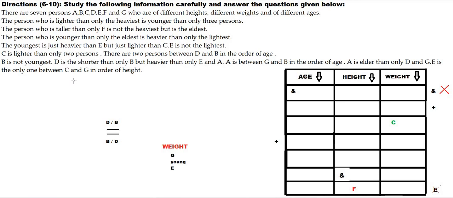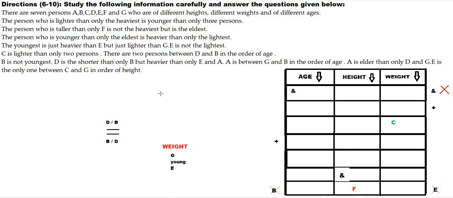B is not the youngest. B is not the youngest. Okay. In the age matter, B won't come in the last. He's telling this is not B. I have written here. Okay. Next.